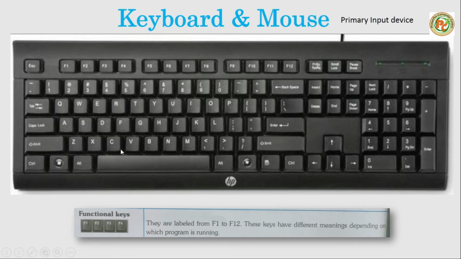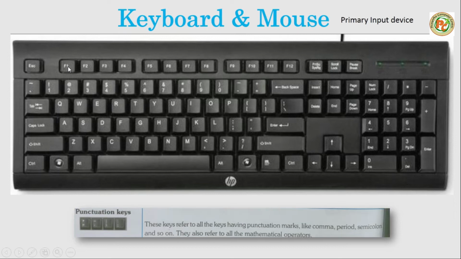Function keys: there are 12 function keys on the top row, starting from F1 to F12, and each of them has a separate function. It depends on the software designer; they function separately. For example, F1 is for help.